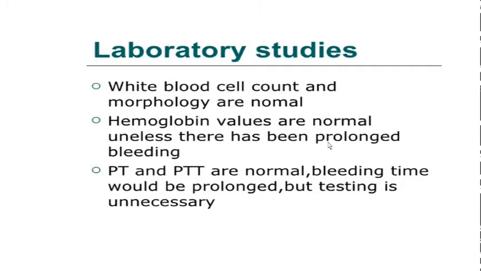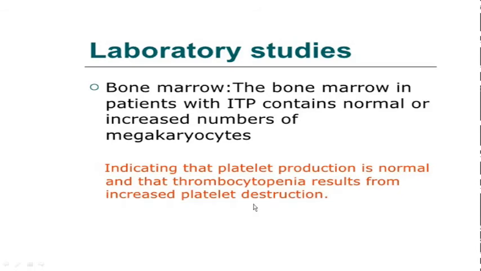Hemoglobin values are normal. Coagulation profile, like prothrombin time or activated thromboplastin time, is usually normal. But the only thing which will be abnormal will be bleeding time. And on bone marrow examination, you can have an increased number of megakaryocytes. So basically this indicates that there is normal platelet production, but the thrombocytopenia in this situation is basically due to increased platelet destruction.